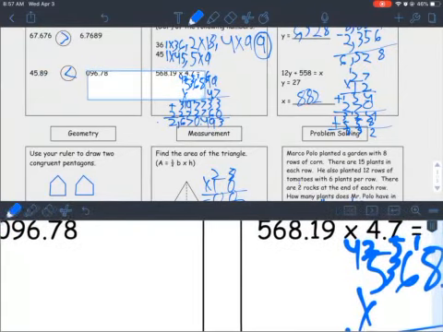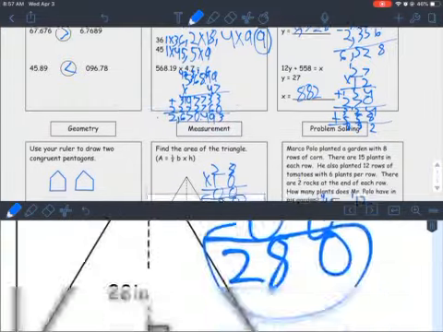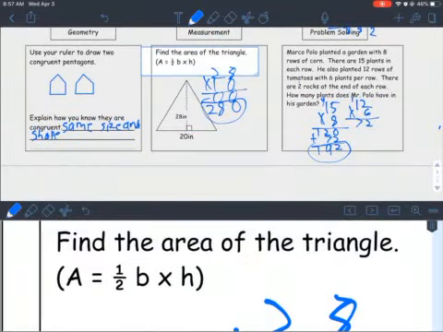Eli, what number? 9. I got the area of the triangle, 1/2 times the base. What's the base, Eli? The base is 20. That's going to be 20 times the height, which is 28. Remember, the height's always that dotted line.